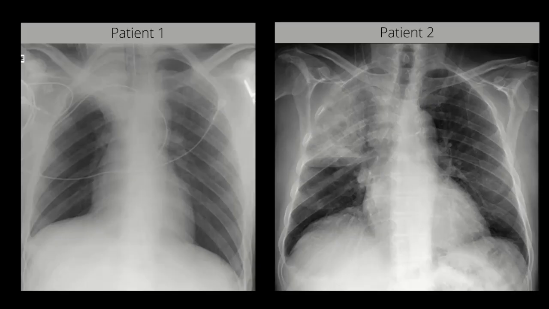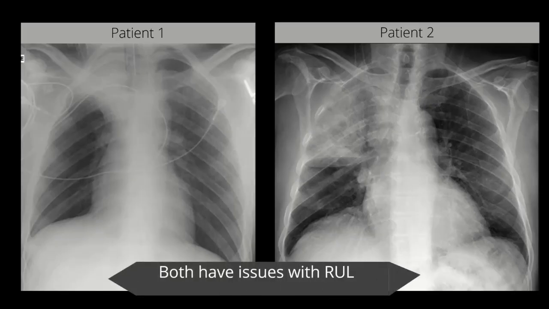What similarities do you see? It's in the right upper lobe that the issues are located. Are the issues the same or different? Is one more advanced than the other, or do they have completely different etiologies?